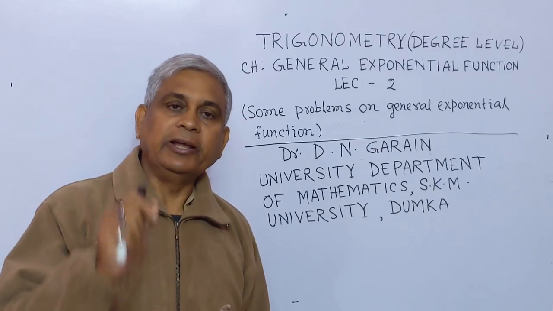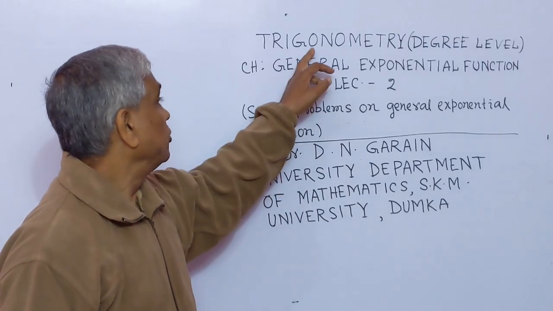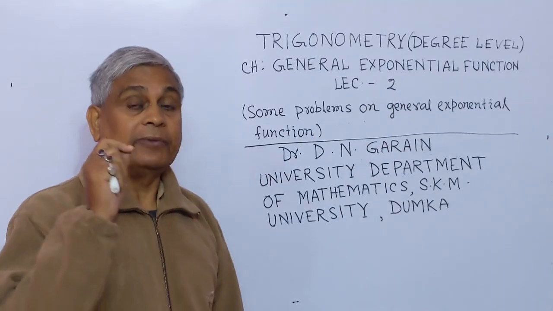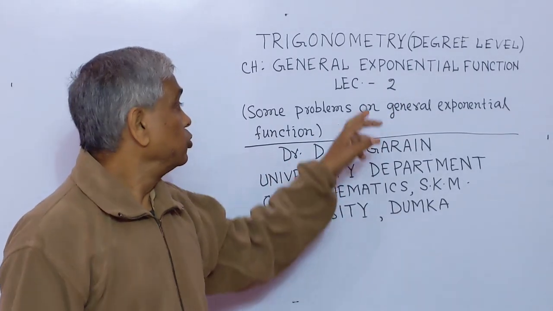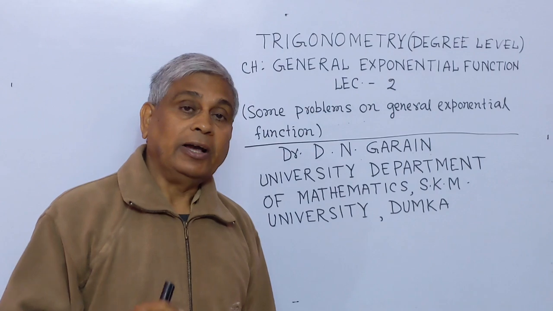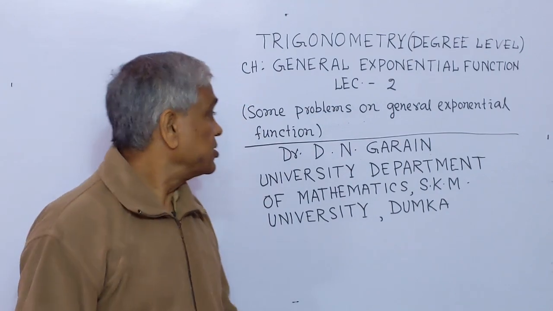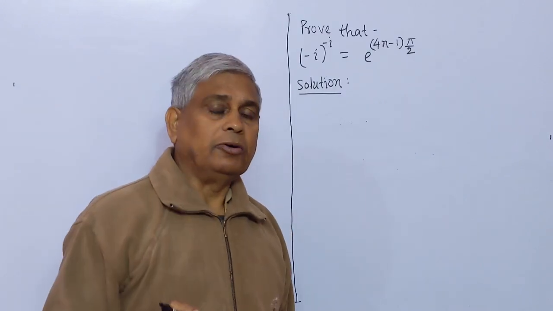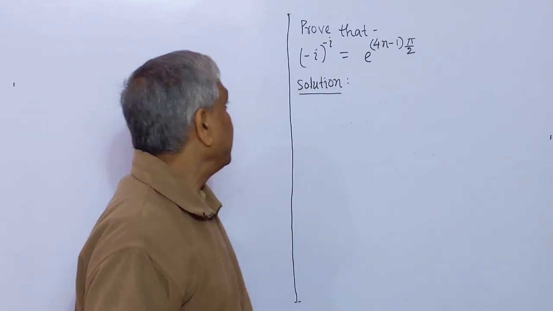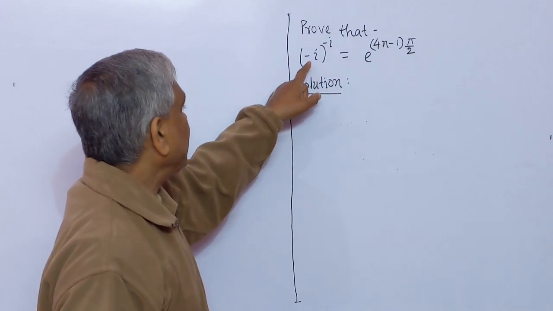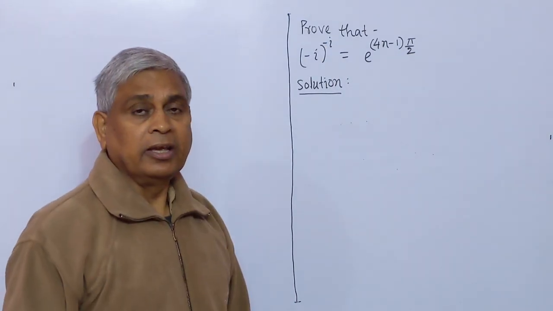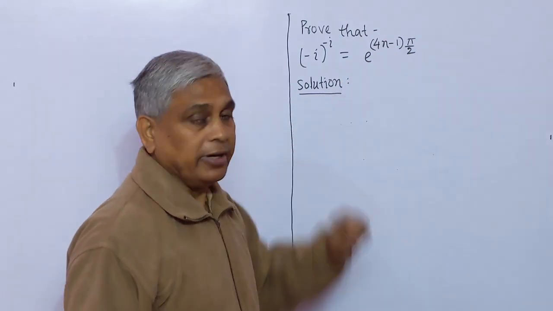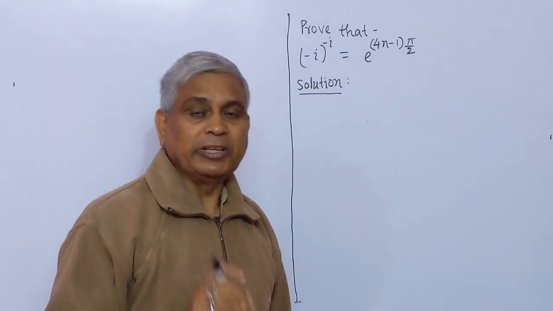Today I will deliver lecture on trigonometry degree level chapter general exponential function, lecture number 2, in which I will solve some problems on general exponential function. Now we solve a problem. Problem is prove that (-i)^(-i) equals e^((4n-1)π/2). Now we solve this.